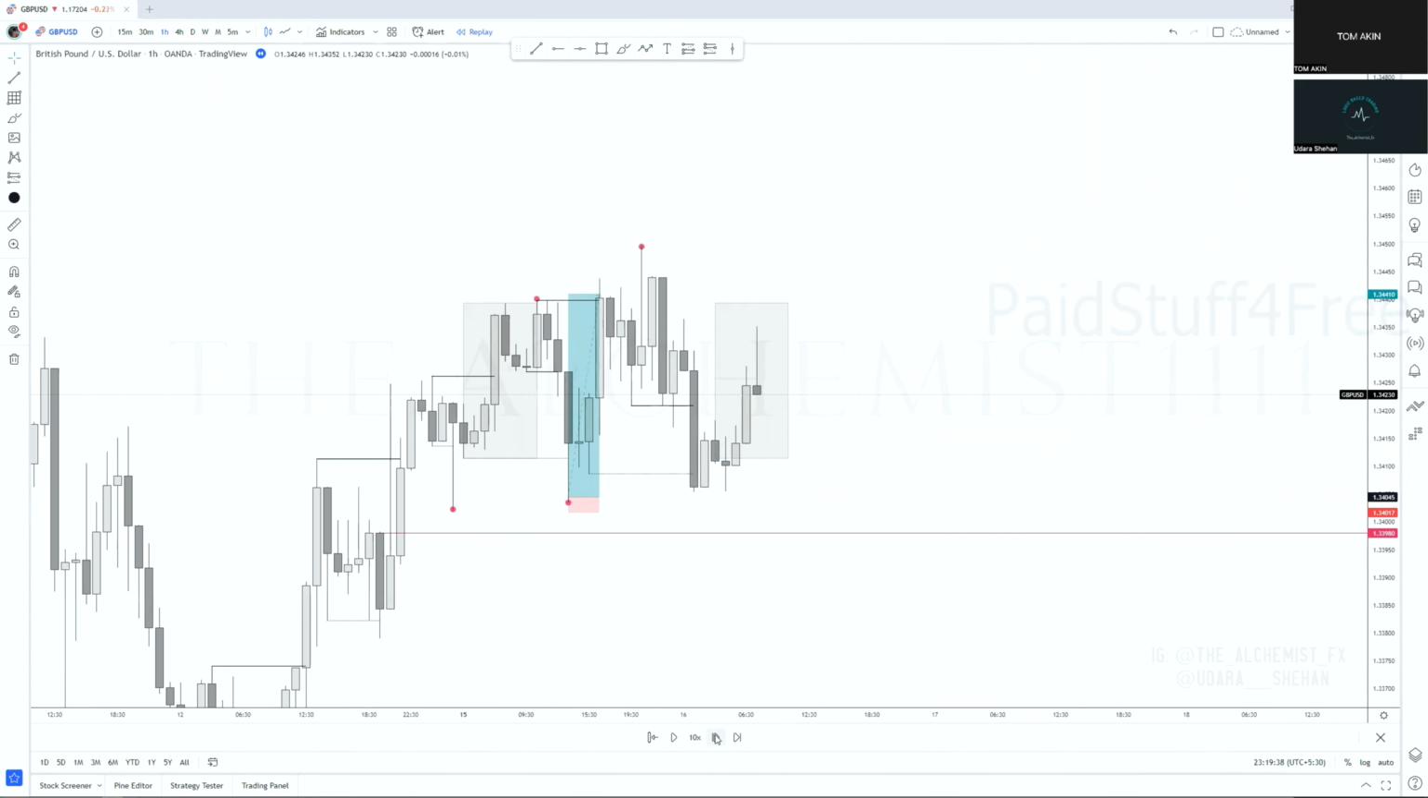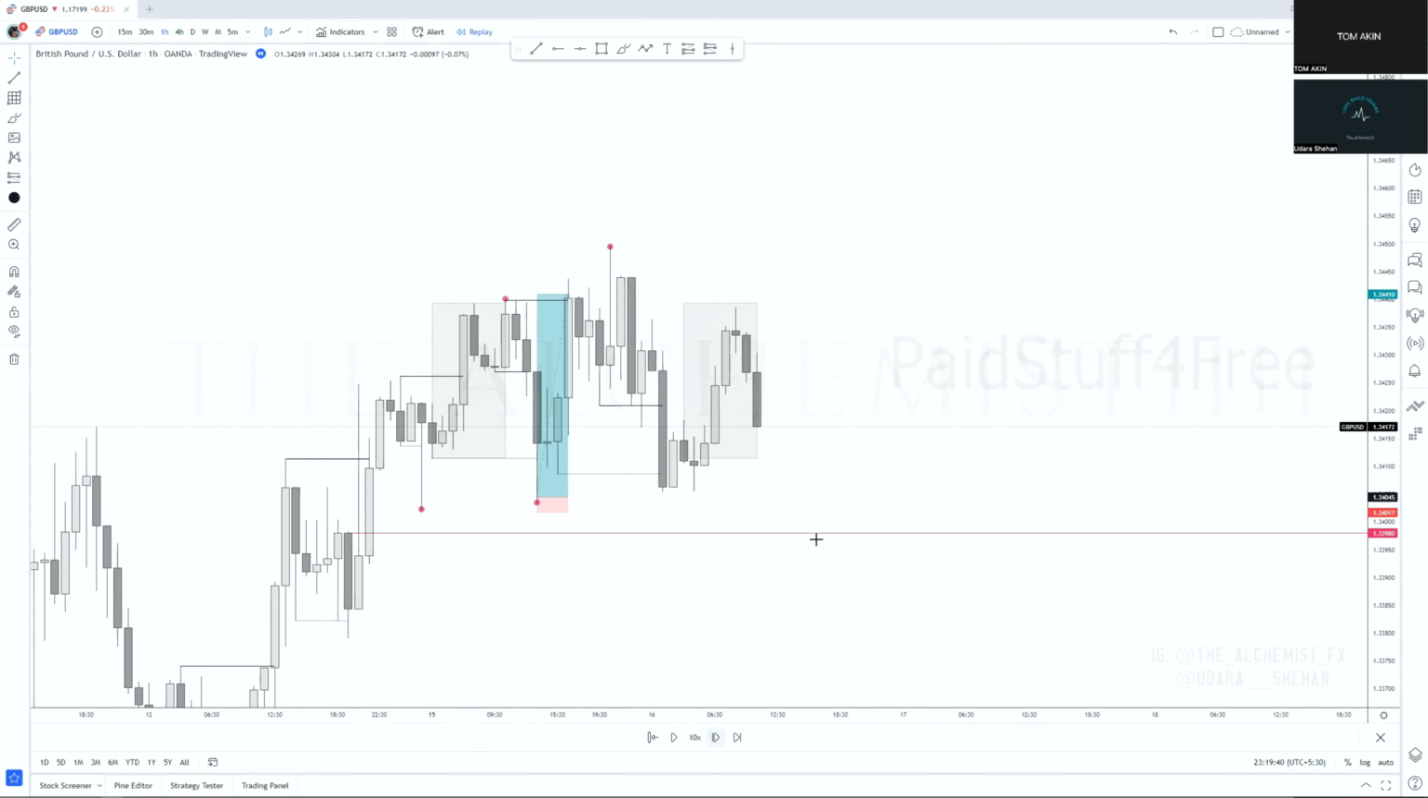Let's see what they're doing. Let's wait for Asia to end. Okay, there we go. Now, can you see what they have done? They have cleared out the internal range liquidity, and they have once again turned bullish in here. If you use a line chart, you can see that very clearly.